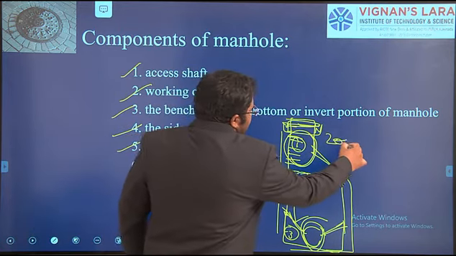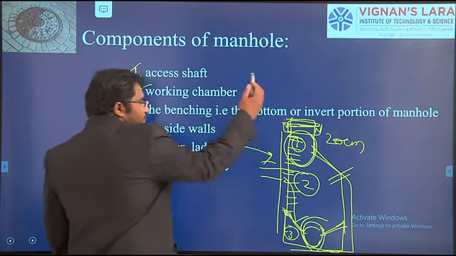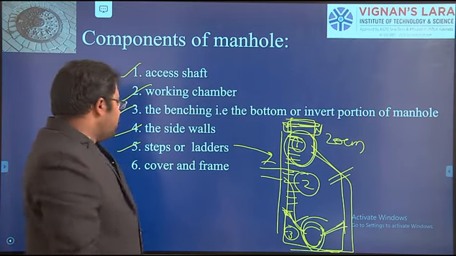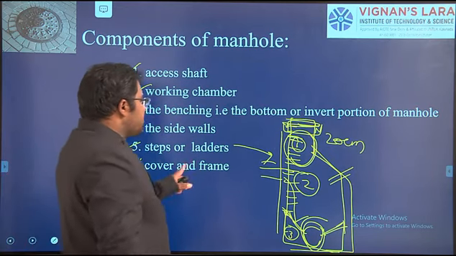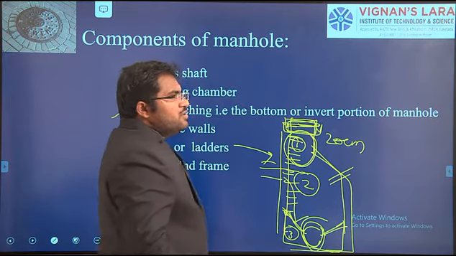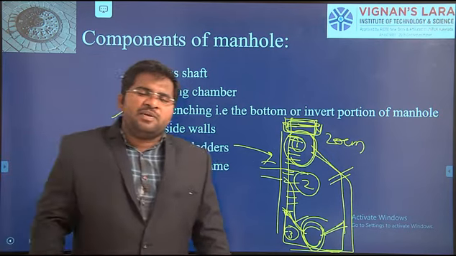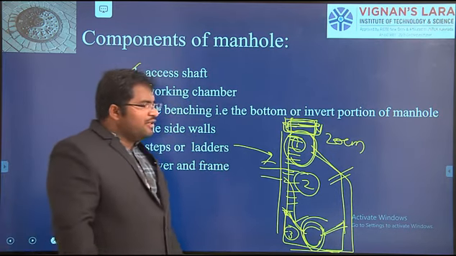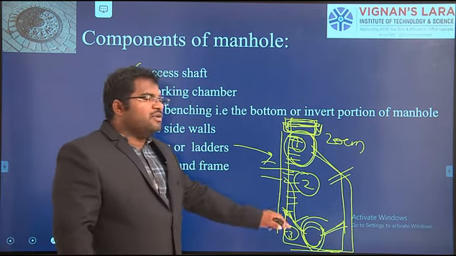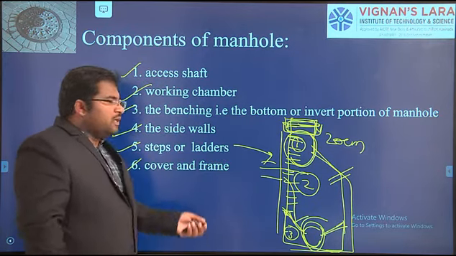For every 20 centimeters we will provide one step, so that a man can access the manhole. Then coming to the sixth one, that is cover and frame. The cover and frame will be provided at the top, so that it is allowed for traffic. Whenever we have any maintenance or repair, we will open that top and enter the manhole with the help of the ladder, and we will see all the maintenance work. We will go back and replace that cover.